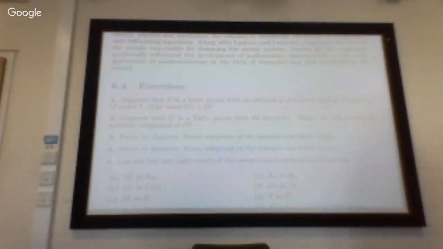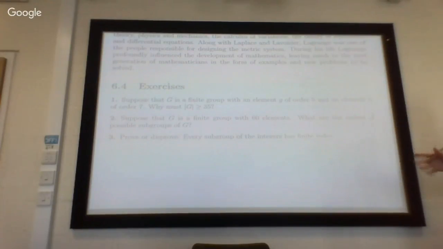Some of these are just discussion questions, really. You're happy with that explanation? Yeah. Question 2. If you've got a finite group with 60 elements, what are the orders of possible subgroups of G? Any divisor of 60.